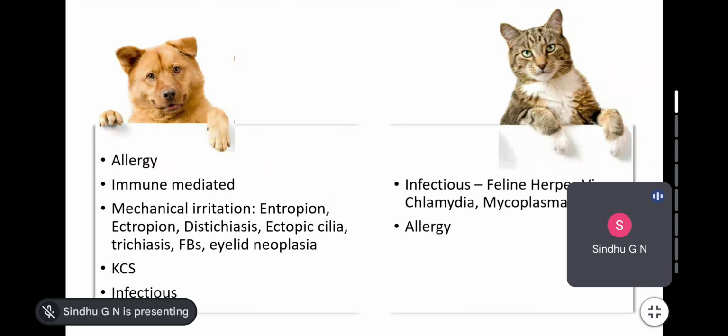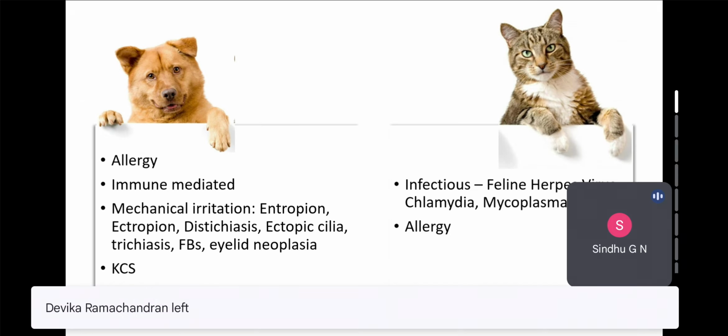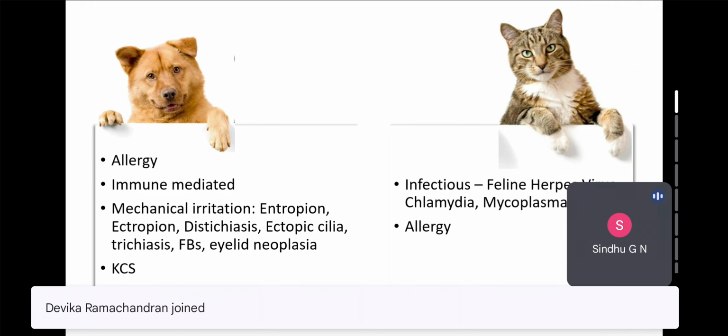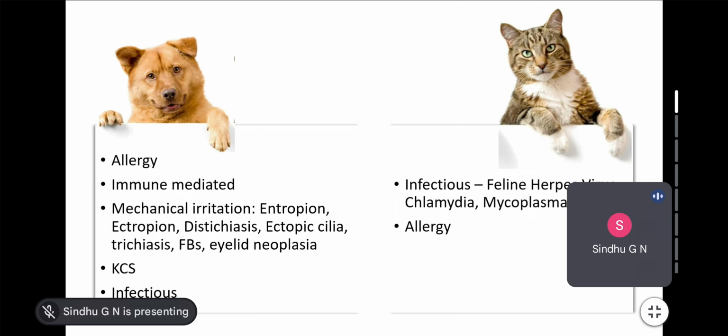Then, comparing dogs and cats, in dogs, the most common causes of conjunctivitis are allergy, immune mediated, then mechanical irritation due to abnormal eyelashes or foreign bodies, then eyelid neoplasms, like eyelid margin papillomas, constantly causing irritation and redness, then KCS, and other than that, infectious, which is very less likely. But in cats, it's mostly infectious, especially feline herpes virus, chlamydia, and mycoplasma infections. Severe redness can be expected.